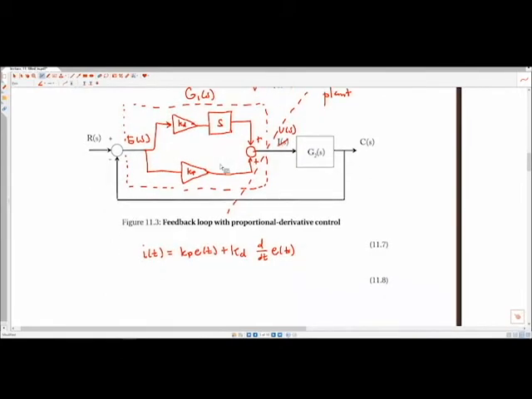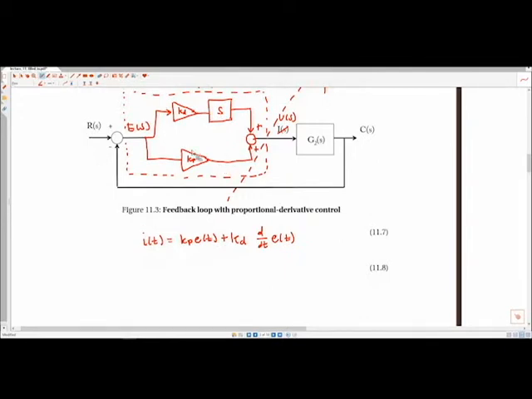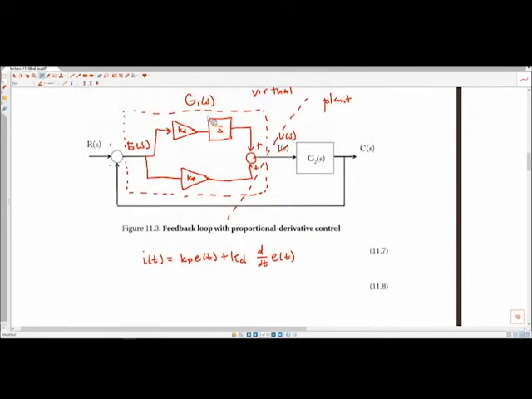In the frequency domain, if we were to merge and condense this segment of the block diagram and try to understand what G1 of S is, G1 of S is a transfer function, and it maps the input to the output. The input to this transfer function is E, the output is I or U, depending on what you want to call it. And the consolidation of this transfer function would be Kp plus Kd S.